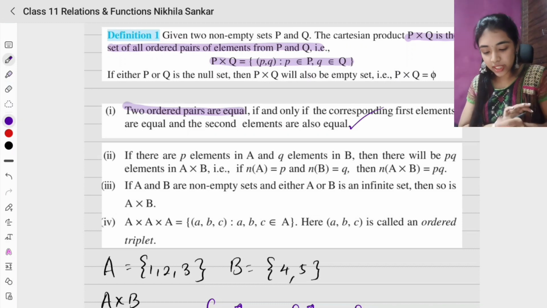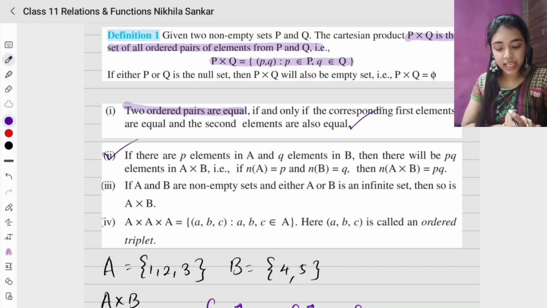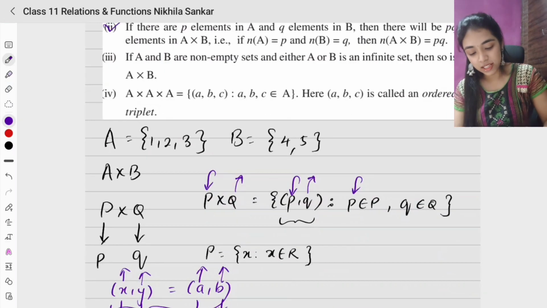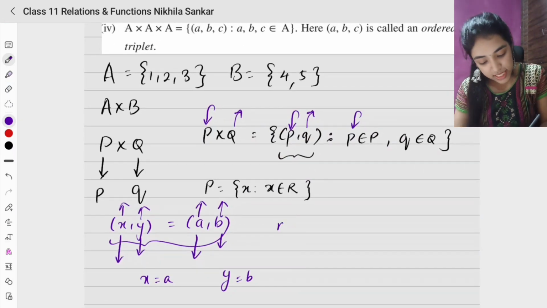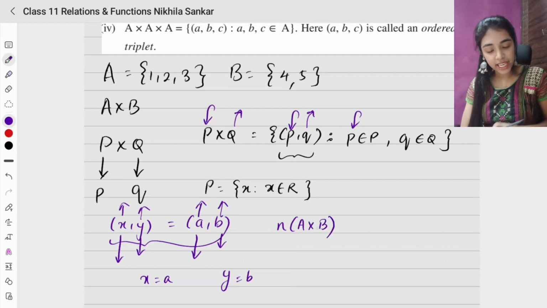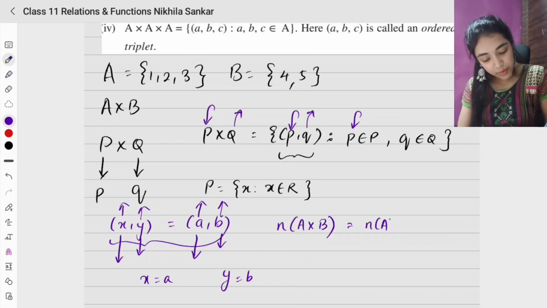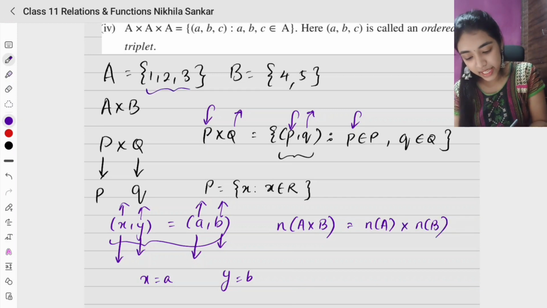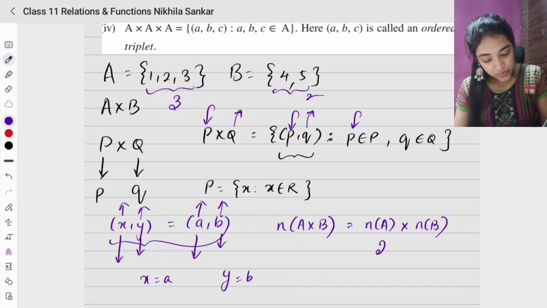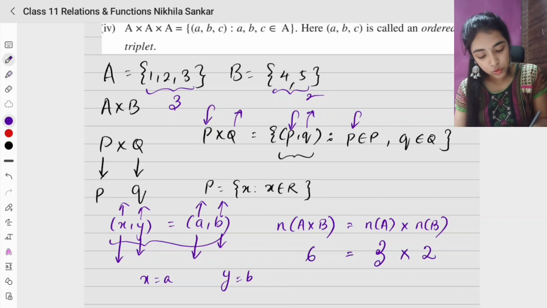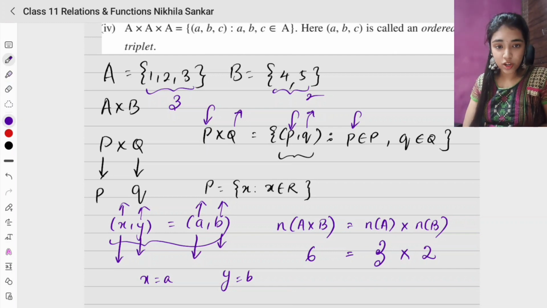Second point, if there are p elements in A and q elements in B. This is another definition that you need to know. n of A cross B, the number of elements in A cross B, is going to be the number of elements in A times the number of elements in B. For example, A has 3 elements and B has 2 elements. So n of A cross B is going to be the product, 3 into 2, 6. So the number of elements in A cross B is going to be 6.